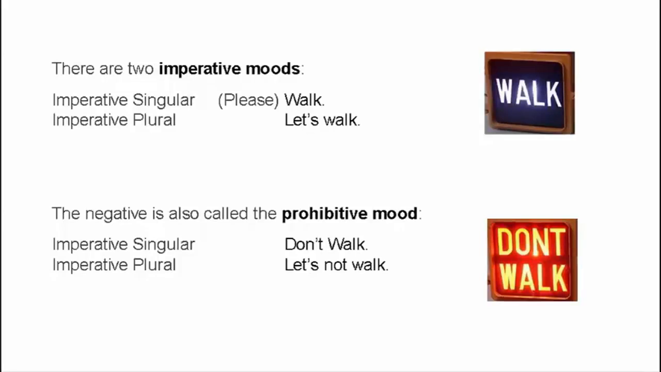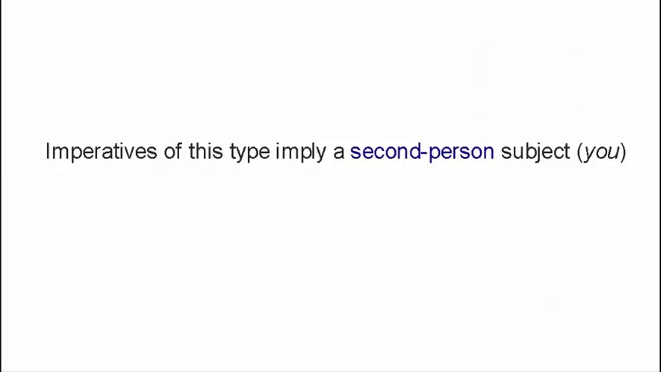The imperative singular, walk. That's telling somebody to walk. Please walk is more polite. If you're in a group of 2 people or more, you can say, let's walk. There's also a negative, and this can be called the prohibitive mood. The imperative singular, don't walk. Or the imperative plural, let's not walk. You is implied. Don't say you can, just say do it. You can do it. No, do it.